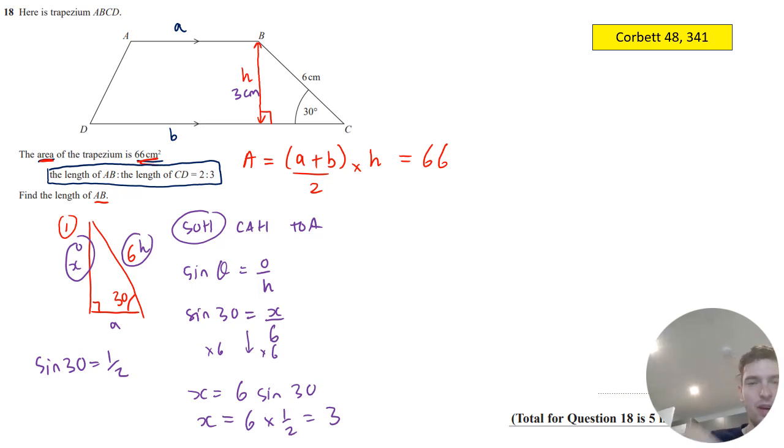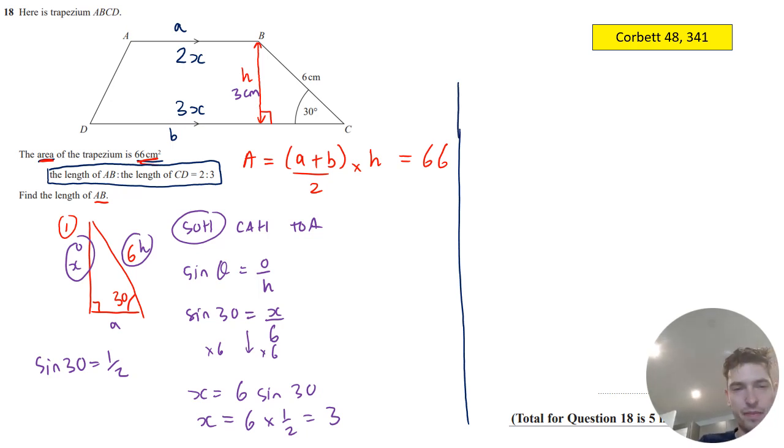So if the ratio is 2 to 3, well, I don't know exactly what those lengths are. So I can call this 2x and 3x. And I can set up an equation so that I can find the value of x. So let's plug that into my formula for area of the trapezium. So I've got a plus b, 2x plus 3x, divided by 2, times the height, which I now know is 3, and that is equal to 66.